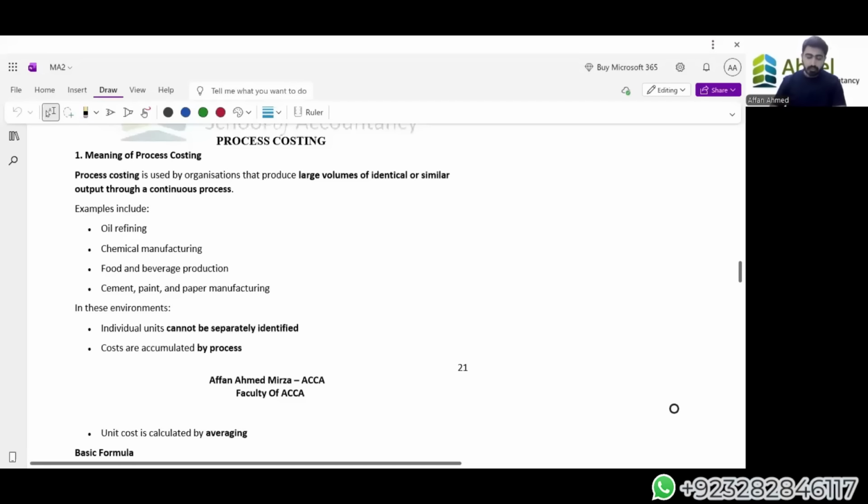Today we are going to be focusing on a topic known as process costing. And what is process costing? What is the main discussion in process costing? What is the fuss about? We are going to discuss it in detail.